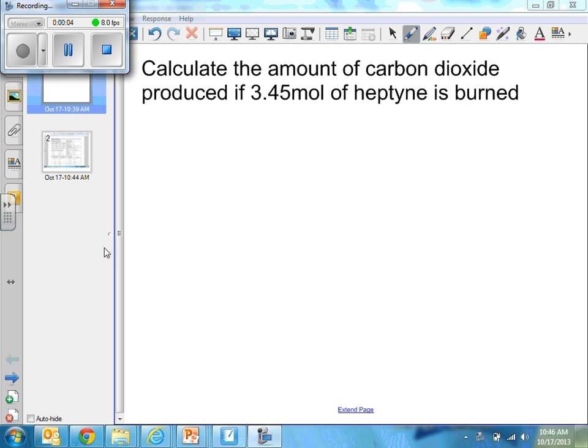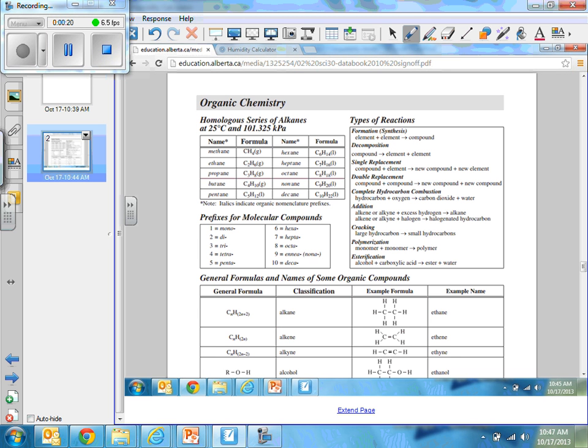Right, this question says calculate the amount of carbon dioxide produced if 3.45 moles of heptane is burned. First of all, we have to recognize that when we're burning something, this is a combustion reaction. For a complete hydrocarbon combustion, so this is in your data books, it's your hydrocarbon plus oxygen gives you carbon dioxide and water. It's always the same two products.